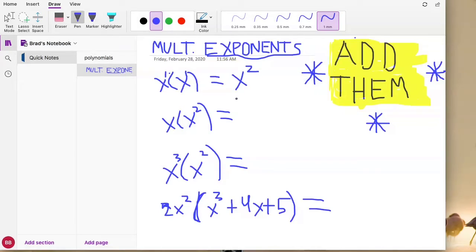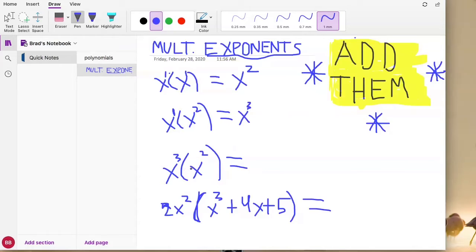Let's look at another one. So now we have x times x squared. Again, if you don't see anything, you can just put this 1 in here just to remind you that x and x to the first are exactly the same thing. Add those up, 1 plus 2, we get x to the third. Okay, keep going. Really the exact same concept, just giving you some different numbers to look at.